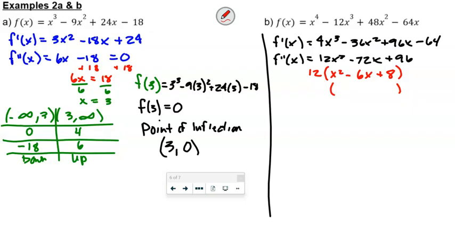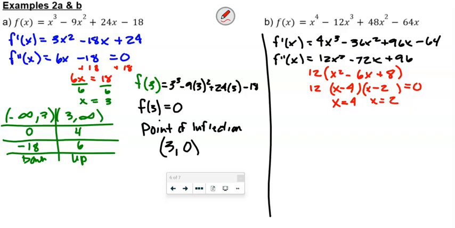What are the factors of x squared minus 6x plus 8? I'm pretty sure that's going to be 4 and 2, so that's going to be x minus 4 and x minus 2. Still have our 12 there. We're going to set all this equal to 0, so that means we're going to set each of those factors equal to 0. So that's going to be x is equal to 4 and x is equal to 2.